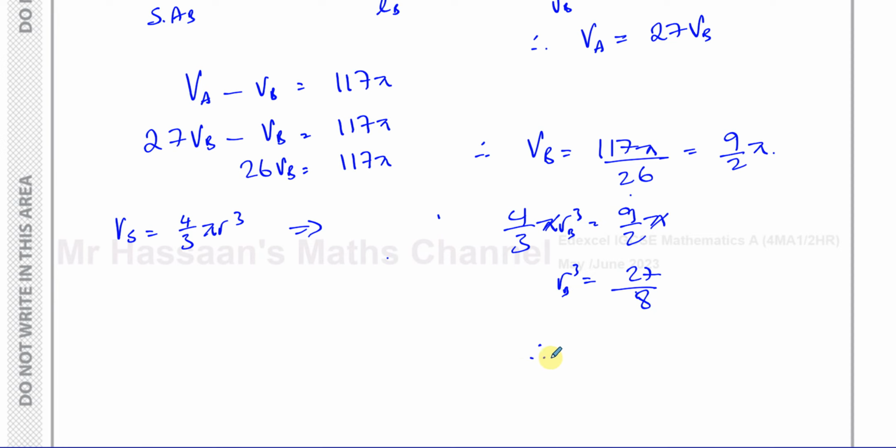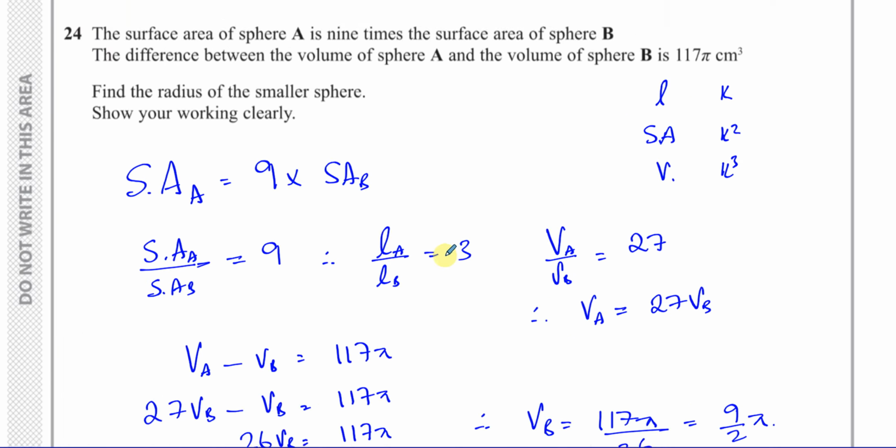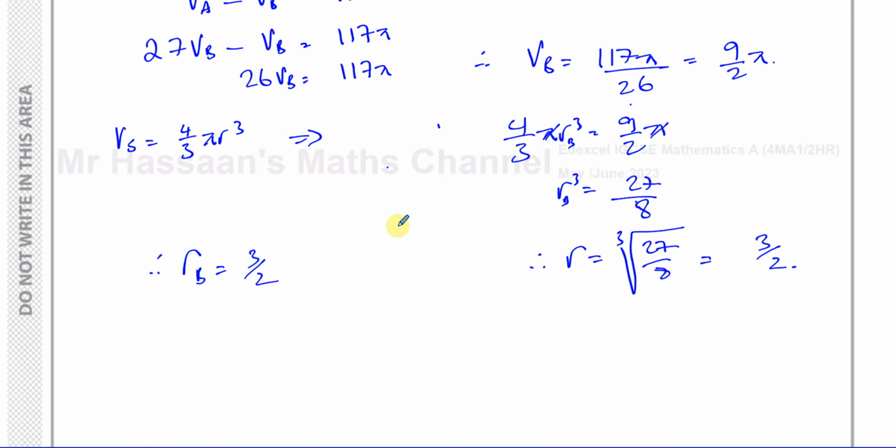Okay, sorry about that. So therefore r is equal to the cube root of 27 over 8, which is going to be 3 over 2. Cube root of 27 is 3, cube root of 8 is 2. So therefore the radius of shape B, or sphere B, is going to be 3 over 2. Is it centimeters? Yes, it is in centimeters. Okay, 3 over 2 centimeters.